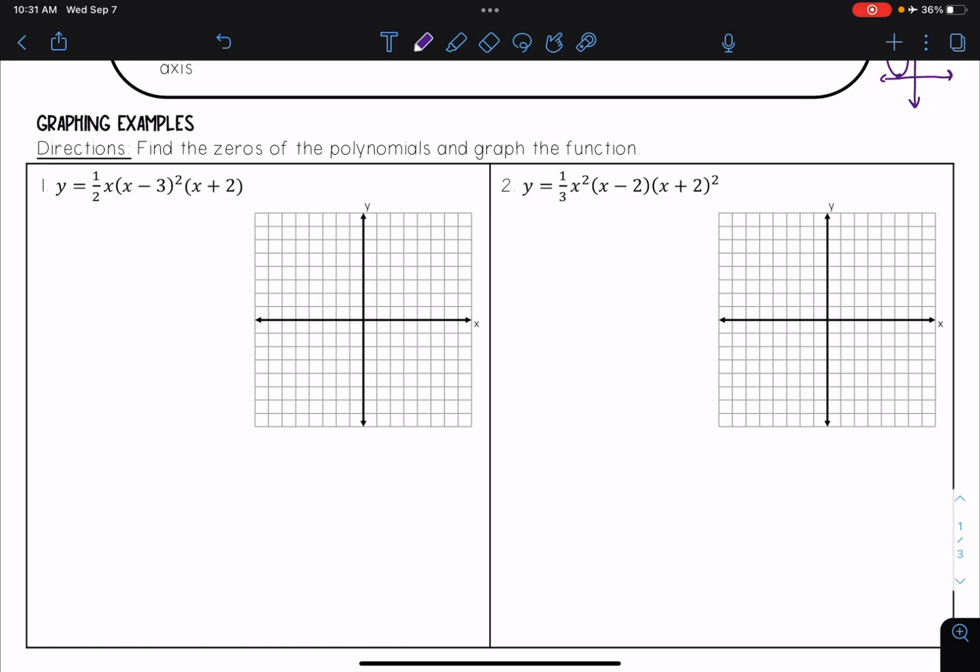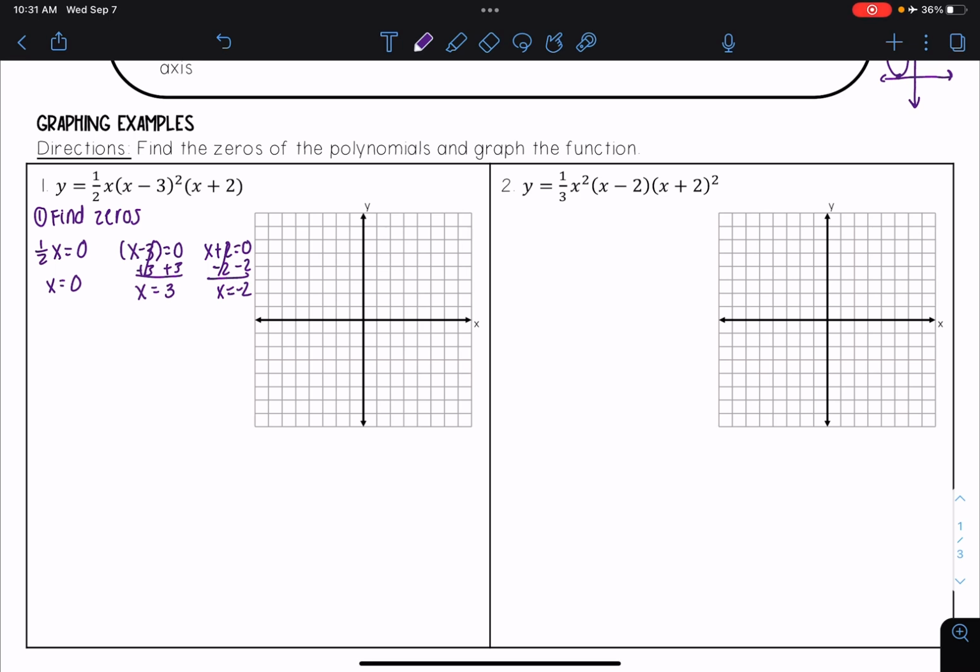So I'm going to first find the zeros of the polynomial and then graph the function. So first I want to find the zeros. Here, this is already factored out for us, so I have three equations. I have 1/2 x equals 0, x minus 3 equals 0, and x plus 2 is equal to 0. Solving that first one, I get x equals 0. This next one, I get x is equal to 3. And then this last one, I get that x is equal to negative 2.